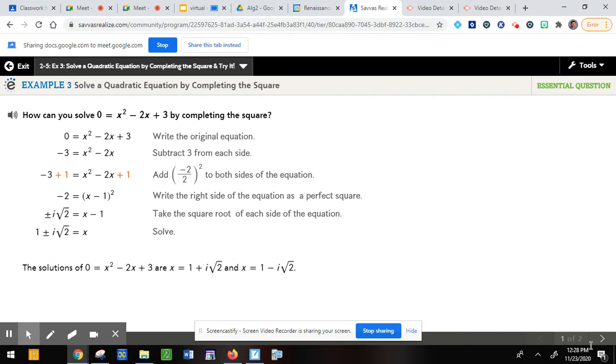And you get that x is equal to 1 plus or minus i square root 2. Right? And understand that means there's two solutions, right? One of them is 1 plus i root 2, and one of them is 1 minus i root 2. Okay?